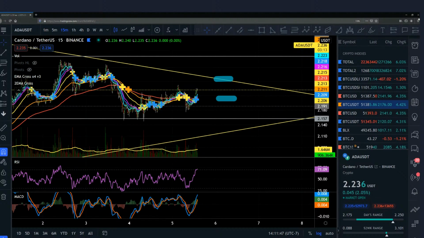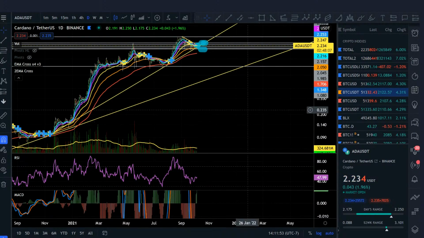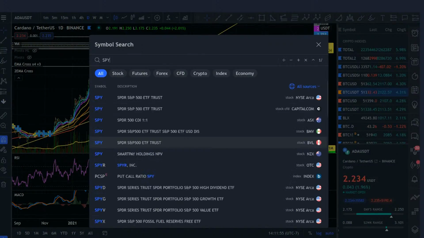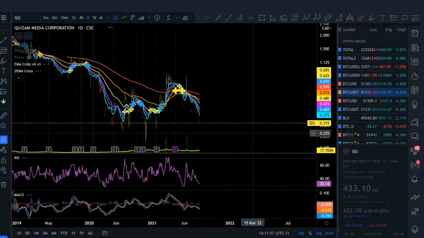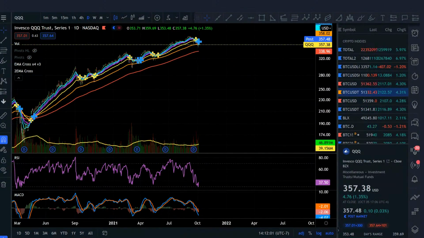Okay, does anybody have any more requests before I hop over to the S&P 500 just to explain what's going on there? All right, let's go to SPY. Let's start with NASDAQ actually. All right, so NASDAQ.